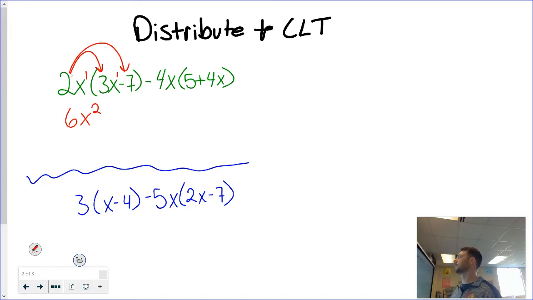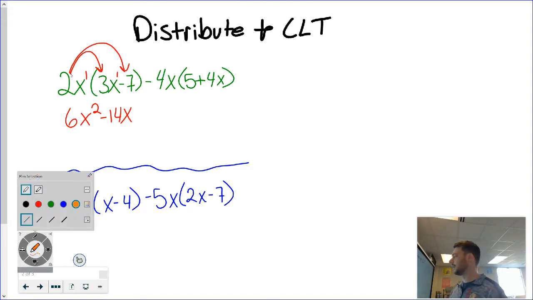2x times 7. Well, be careful with your negative, but 2x times negative 7 is negative 14. And the x was there. We didn't multiply by more x's, so it's still just x. So when we multiply that in there, we get 6x squared minus 14x. Then we're going to do the same thing over here.